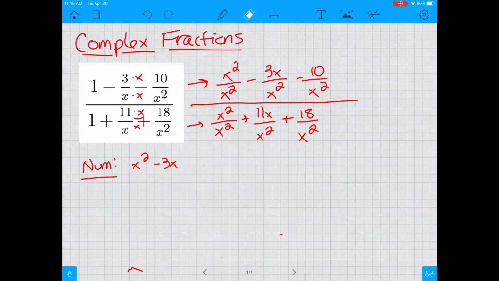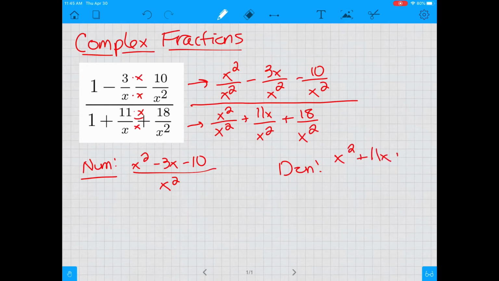Oops, I have some stray marks down here. Let me get rid of those. All right, x squared minus 3x minus 10 all over x squared, my denominator, x squared plus 11x plus 18 all over x squared.